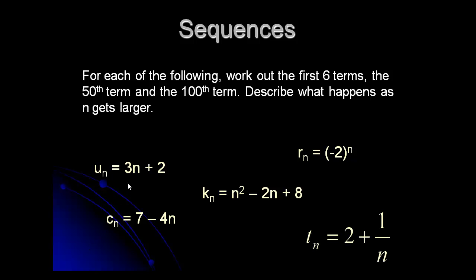Okay, well, some interesting ones here. This one here is very similar to the one we've just looked at. We're just multiplying the n by 3 each time and adding 2. So this one's going to keep going up by 3, starting at 5, isn't it? Quite simple for the 50th term, just 3 times 50 plus 2. And for the 100th term, 3 times 100 plus 2. This one here is quite similar. Instead of un, we've used cn there, but it really doesn't matter. It serves the same purpose. And here we're subtracting 4 times n, so it's going to keep getting smaller and it's going to keep going down by 4 with each subsequent term.